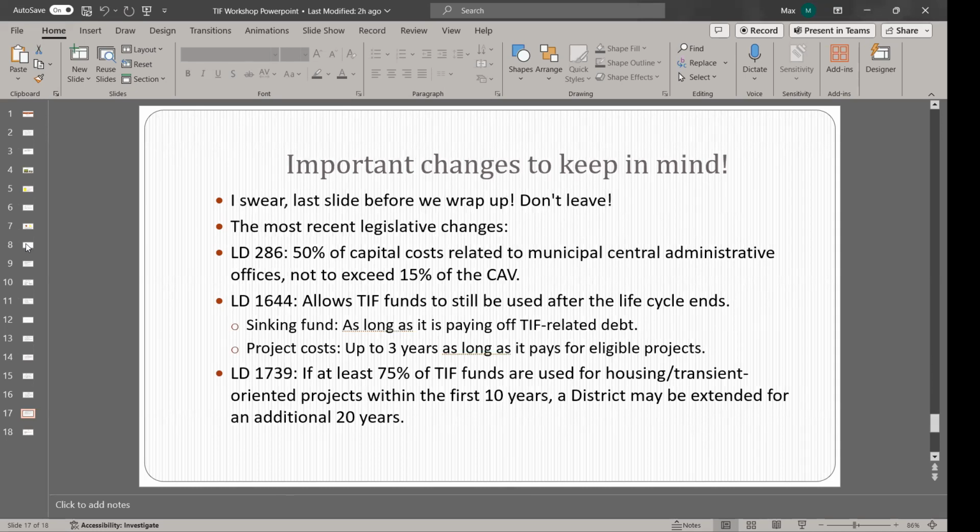All right. Last slide before we get into the final Q&A, and you don't want to leave for this one. These are the most recent legislative changes that have happened in just this year. As I said, the project list always changes. The state loves to add in some projects that they believe are going to add some economic growth to the state. So we have LD 286. This allows the community to use 50%... I'm sorry, let me start there. 50% of capital costs related to a municipal central administrative office may use TIF funding, as long as it does not exceed 15% of that captured invested value.